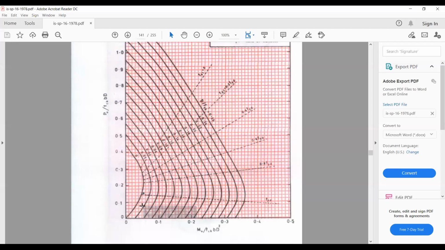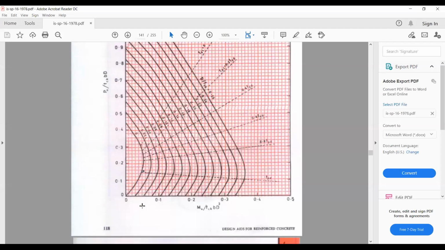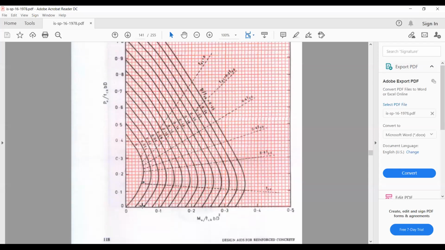Does anybody have the code book, SP16? Pooja? Sir, no, sir. Okay, later you just refer. You refer to page number 118. Take down, SP16, page number 118.